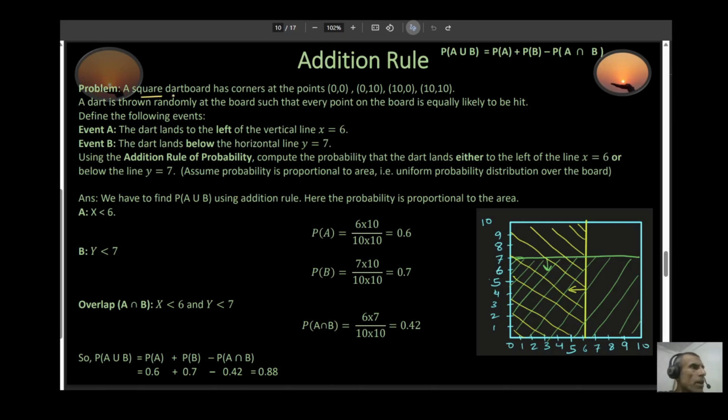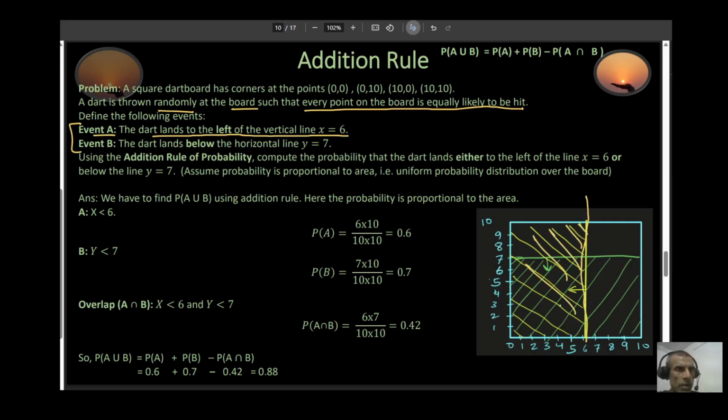So a square dartboard has corners given by these coordinates: (0, 0), (0, 10), (10, 0), (10, 10). These ones right here. A dart is thrown randomly at the board such that every point on the board is equally likely to be hit. Define the following two events. Event A: the dart lands to the left of the vertical line x equal to 6. So this is my x equal to 6, and my event A would be that the dart lands on this side of the area. So this whole region, the dart landing in this place, that is my event A.